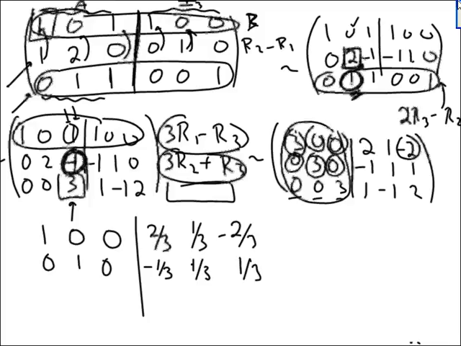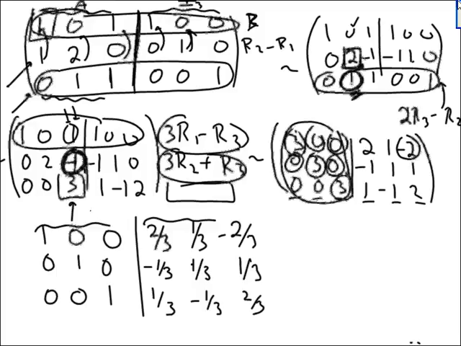And now I'm going to divide each of those 6 numbers by 3 to get a 1 there. I get 0, 0, 1, 1/3, -1/3, and good old 2/3. So we now know, since this here is the identity matrix, then this here is their inverse.